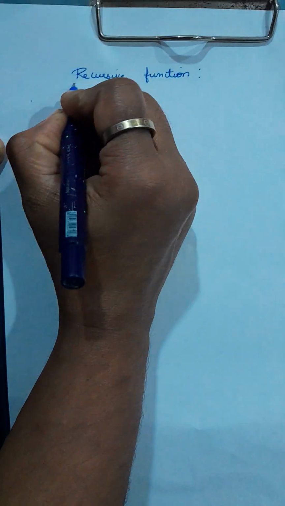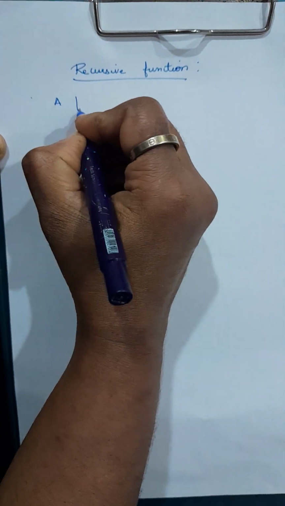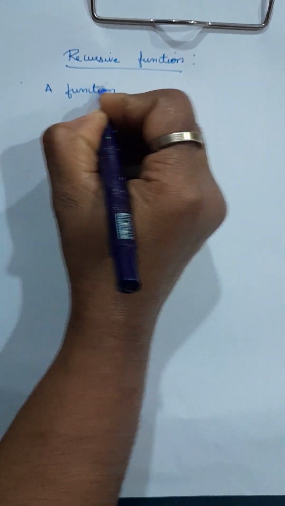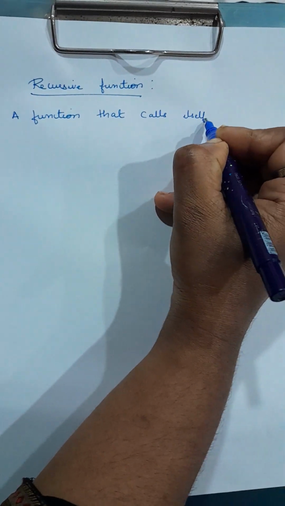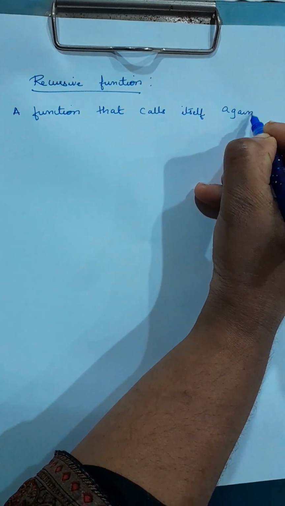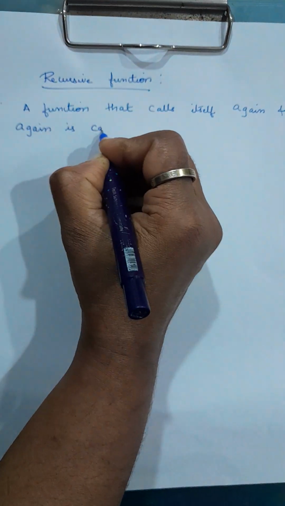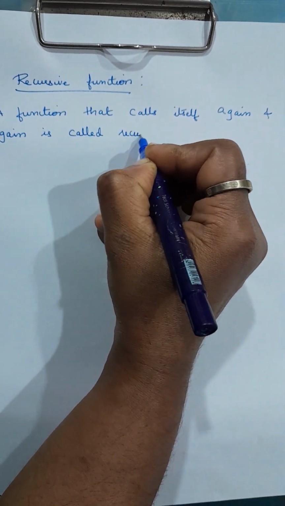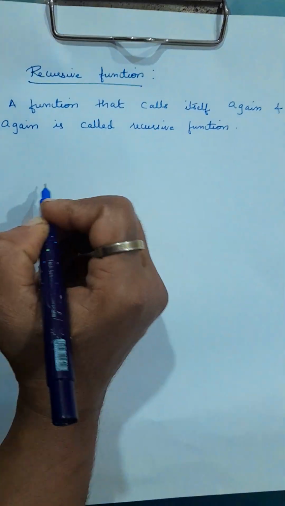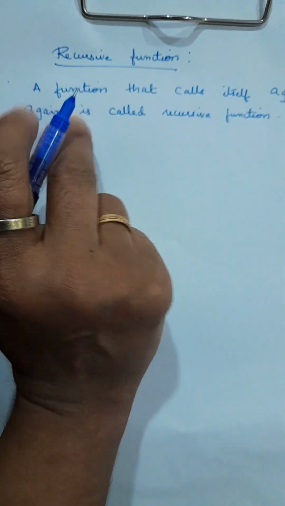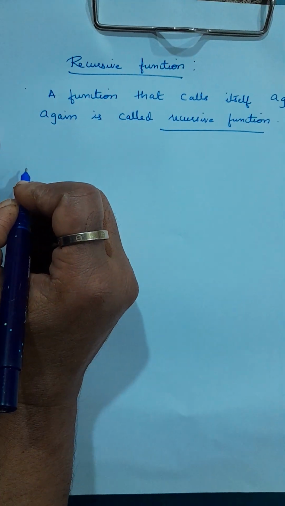So let me define what is recursion. A function that calls itself again and again is called recursive function. So when you make a function call to the same function again and again, then it is called as recursive function. So this is the actual definition of recursive function.